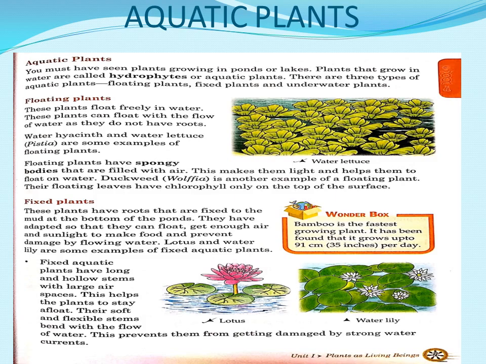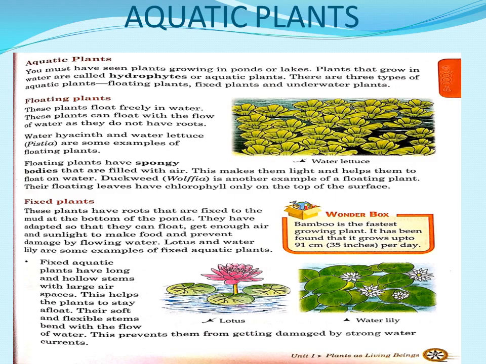Now let us start today's chapter, that is aquatic plants. Aquatic means something related to water. I hope all of you have seen different types of plants that are growing in the ponds or lakes in your area. Plants that grow in water are called hydrophytes or aquatic plants. So what is a hydrophyte? All the plants that are growing in the water are called hydrophytes.